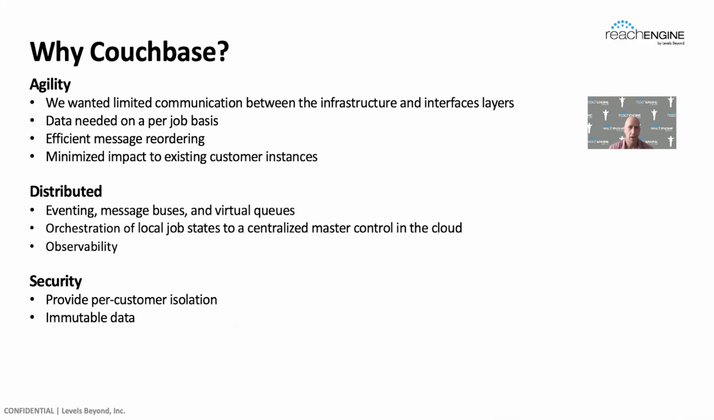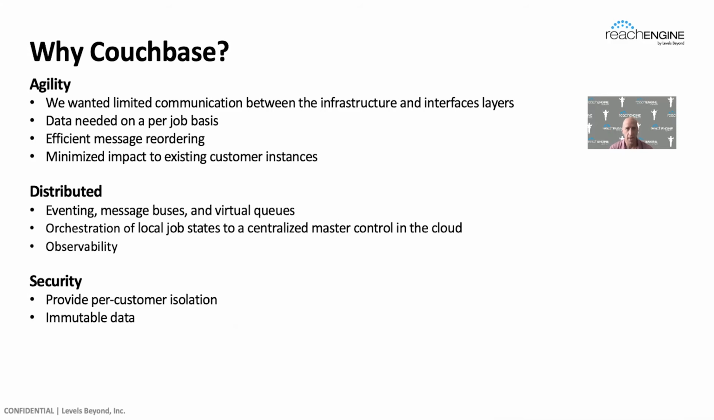We needed data on a per-job basis. That agility manifested in Couchbase's key-value store, leveraging fast data access. We wanted zero dependencies on relations. So a job came in with a payload. We wanted super fast, sub-millisecond access to that payload so we could continue to work on it in an efficient way. And then message reordering. We essentially wanted to be able to reprioritize and handle failures and retries within the workflows fast and efficiently.